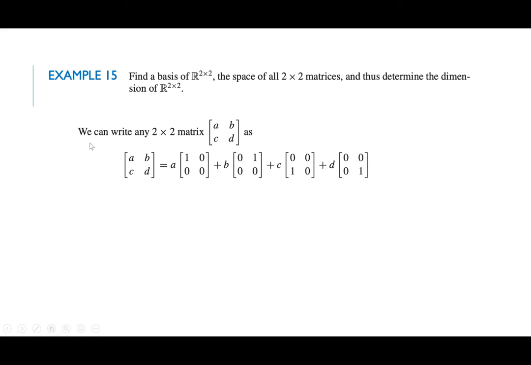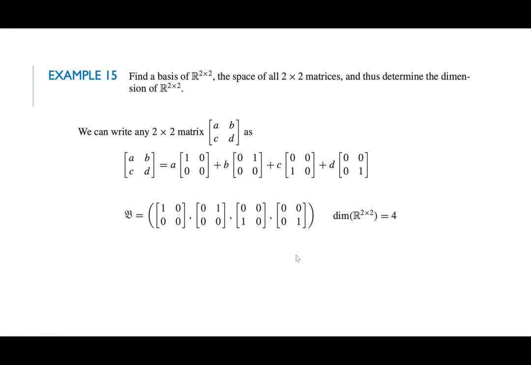Well, as your book notes, we can write an arbitrary 2 by 2 matrix of this form. It's got entries A, B, C, D. And then your book expands this in terms of these 4 matrices. Notes, okay, well, any arbitrary matrix can be written as a linear combination of these 4 matrices. And because of where the zeros are and where the ones are, none of these is going to be in the span of the others. And so really these 4 matrices form a basis for the set of 2 by 2 matrices. And so the dimension is 4.